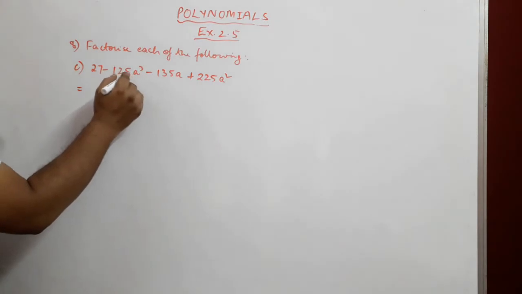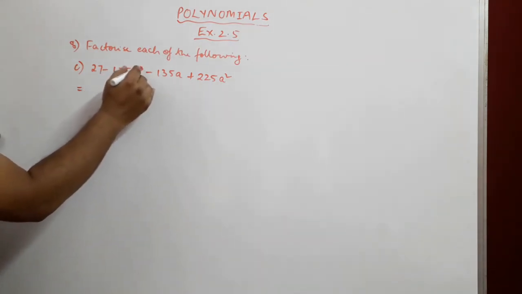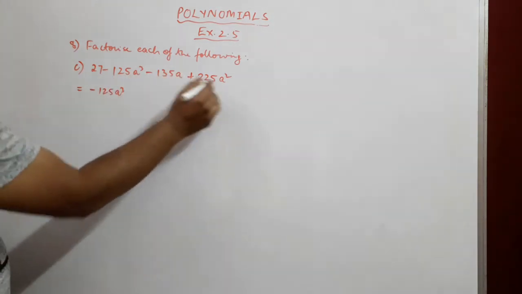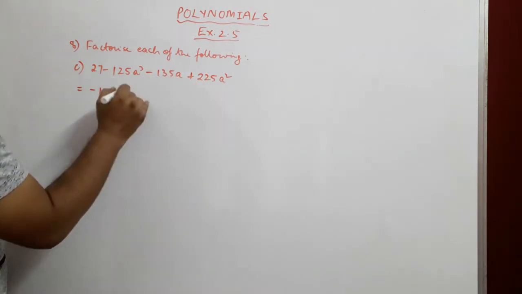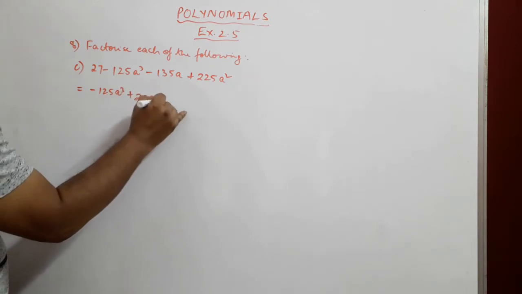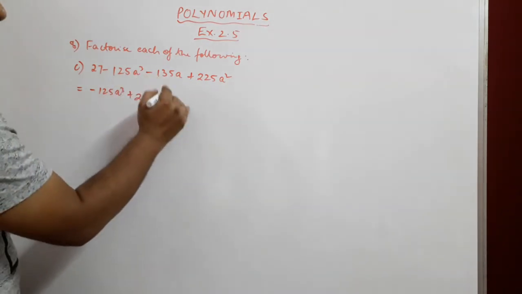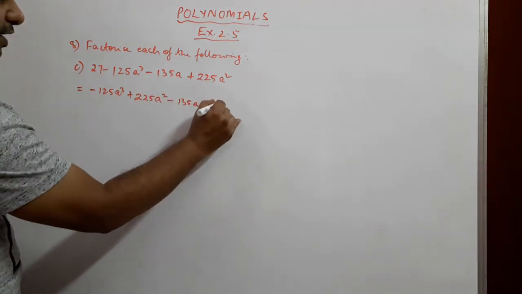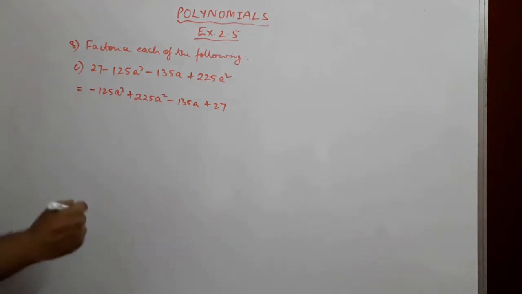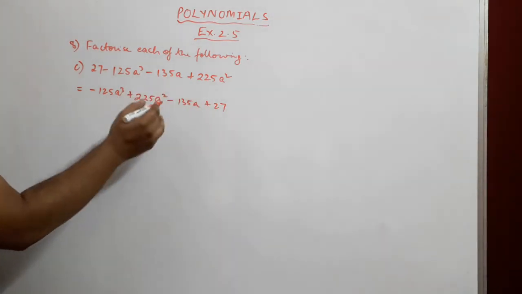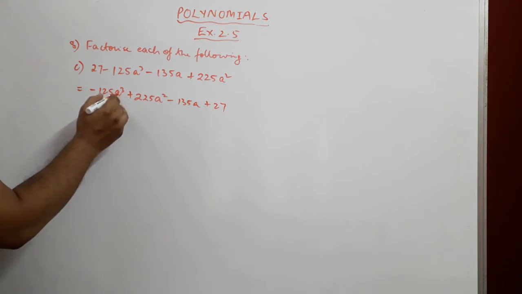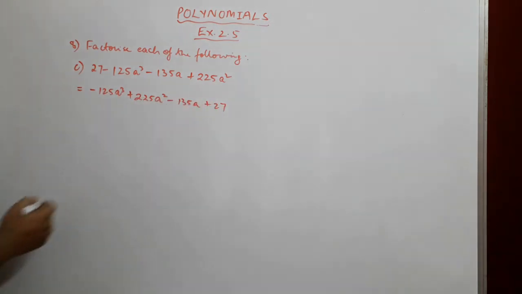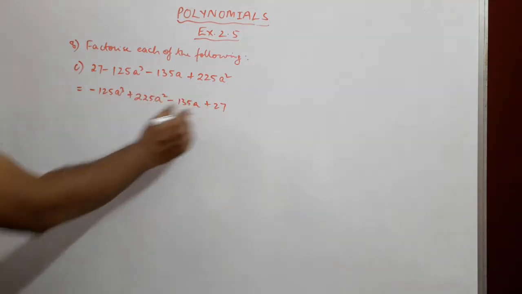So beginning with a cube, it will be minus 125a cube, I'm just rewriting the whole thing, plus 225a square followed by minus 135a followed by plus 27. So all that I have done is rearrange them based on their powers. So if the power of the variable over here or the index is 3, then it is 2, 1 and 0. Okay, now we can solve this thing.